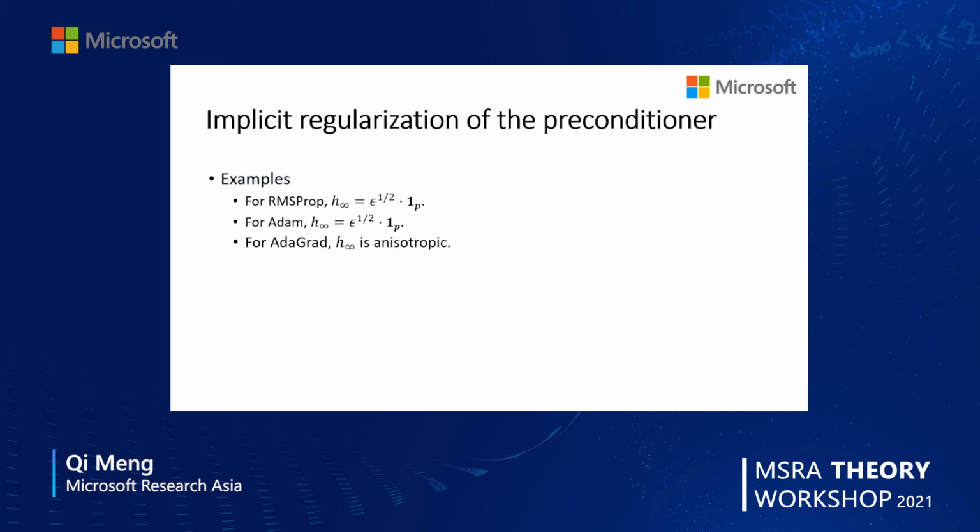Here are some examples. For RMSProp and Adam, their preconditioners converge to a unit vector, so they can converge to the max margin solution, which has low complexity and has a generalization guarantee. And for AdaGrad, the limit of the preconditioner is anisotropic. Therefore, in practice, it performs worse than the other two optimizers.